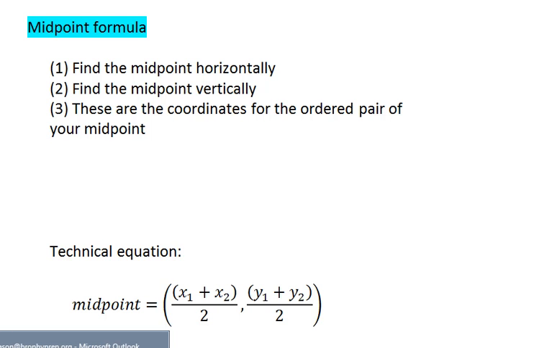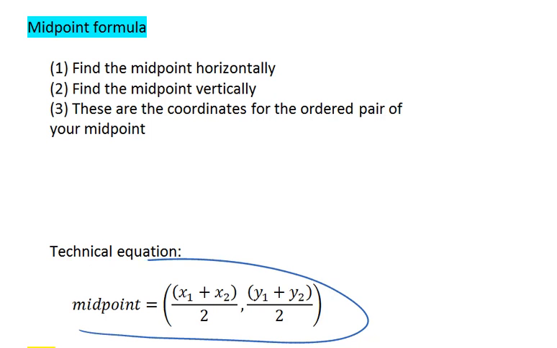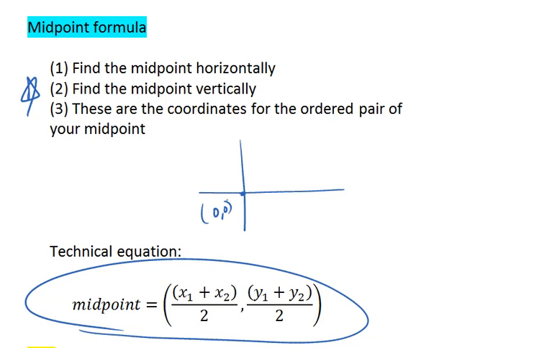Lastly, let's look at the midpoint formula. The midpoint formula, there is a technical equation which some of you would prefer to use, which is down here. There are just these steps though, so we'll go through both. Let's take the points. Let's use 0, 0 again. And I believe it was 5, 3 we used last time.